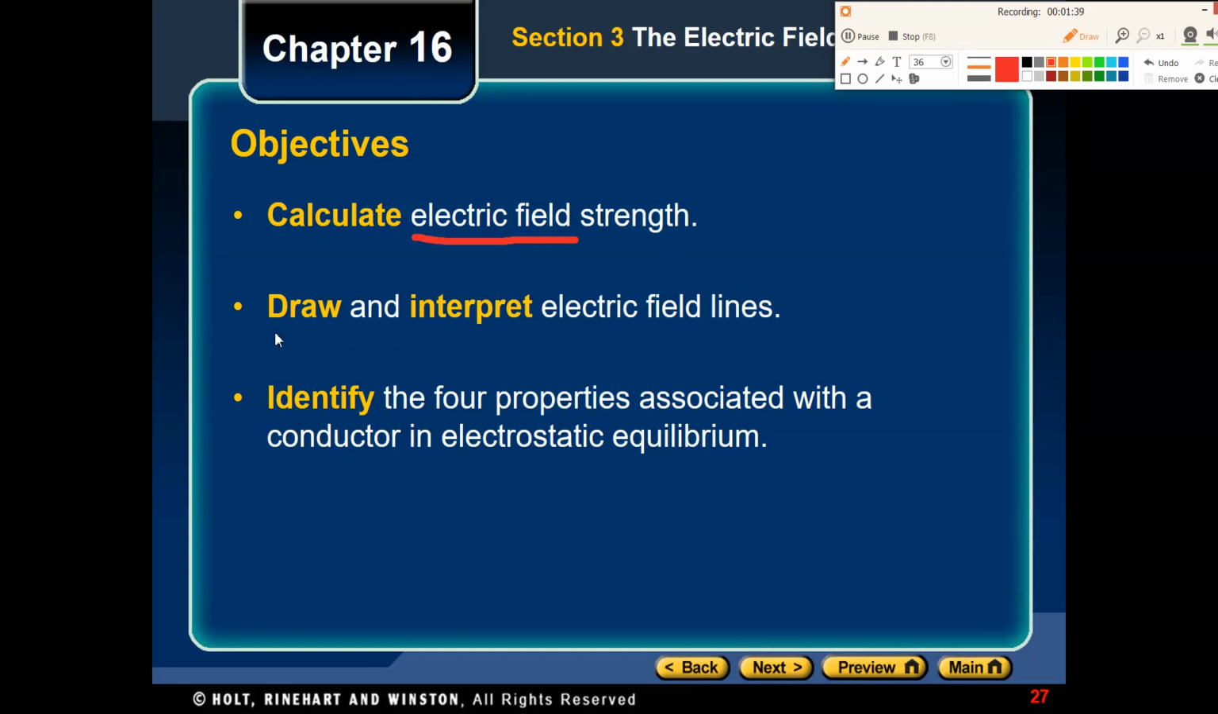The second part we will talk about how to graphically represent the electric field. The last part we will talk about what electrostatic equilibrium is and what the properties of a conductor in electrostatic equilibrium are.